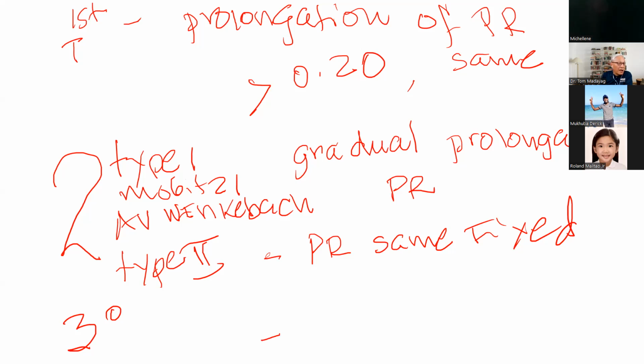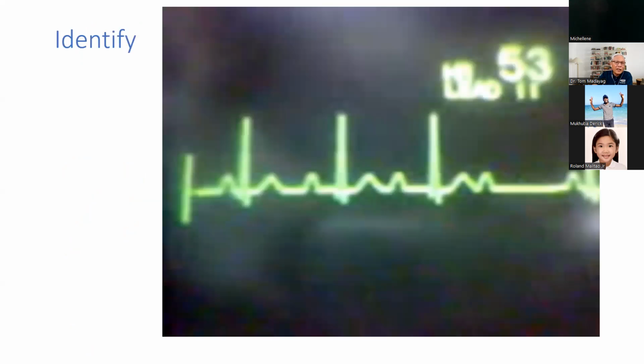In a third degree AV block, there are variable PR intervals. There is no relationship between the P waves and the QRS complexes. And usually the ventricular rate is going to be very slow. So those are the three different AV blocks that we have at the present. And we identified this as a second degree AV block type 1. So why type 1? If you could see, here is the first PR interval.